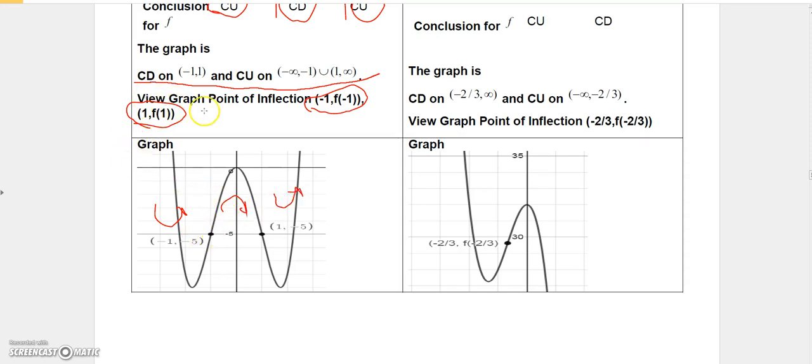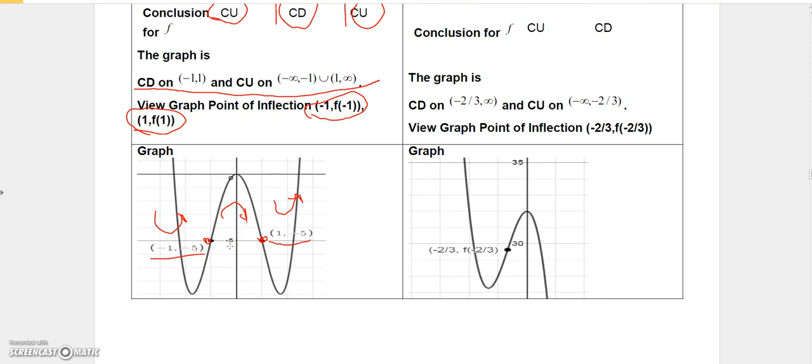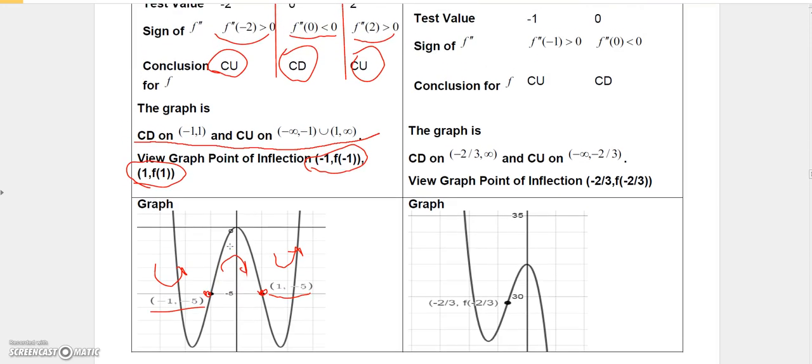Well, from our study here, we know the change occurs at negative 1 and the corresponding y value, which is negative 1, negative 5. The other place it occurs is at 1 and its corresponding y value, which is 1, negative 5. So it changes here and here. And those are called points of inflection.